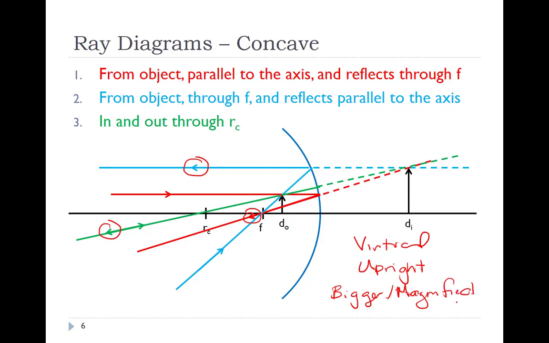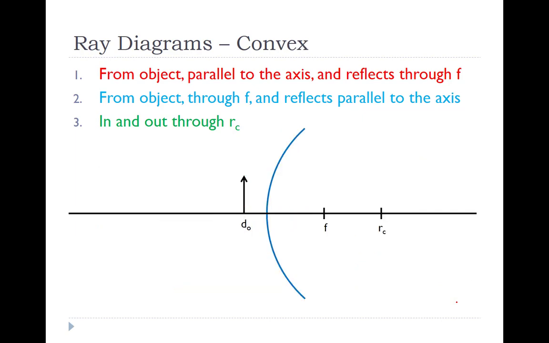Okay. Now, on to the convex mirror. For the convex mirror, the mirror now faces the other direction. And remember, if this were a full circle, this RC point would be at the center of the circle. So that's got to be on the opposite side of the mirror from where my object is. Okay. But it's still the same 3 rays. I've just got to draw them a little bit differently. So the red one comes in parallel to the axis, and then the outgoing ray connects where the incoming ray hits the mirror and the focal point. And then it goes out.